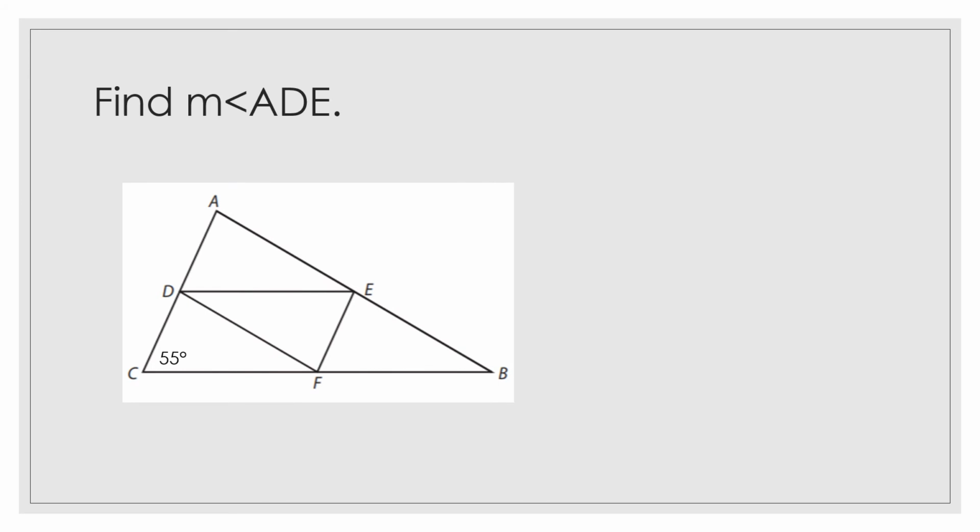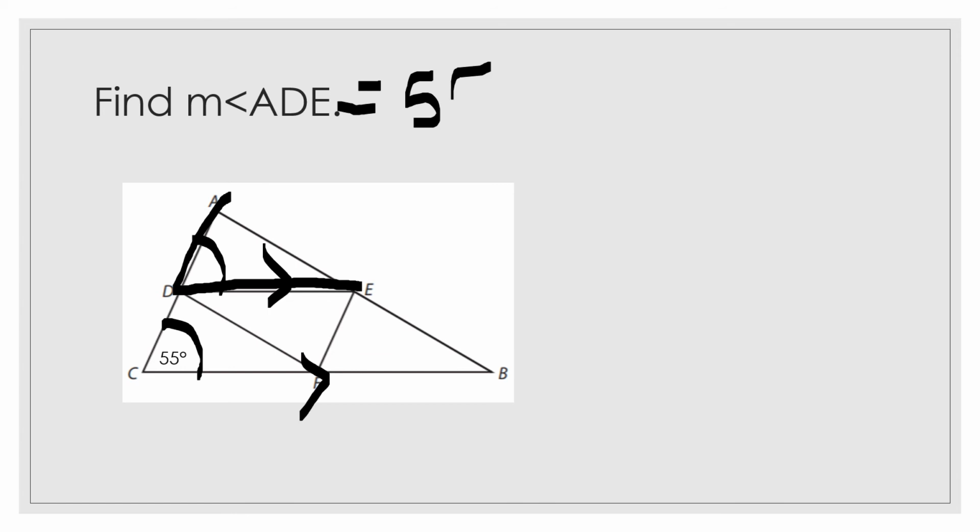Now here we want to look for the measure of angle ADE. If segment DE and segment CB are parallel to each other, then these two angles are congruent, which are corresponding angles. So the measure of angle ADE is 55 degrees.